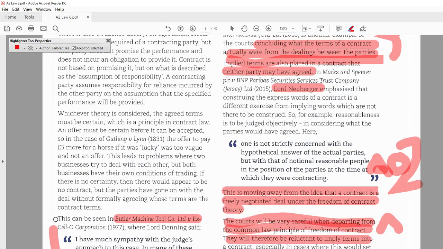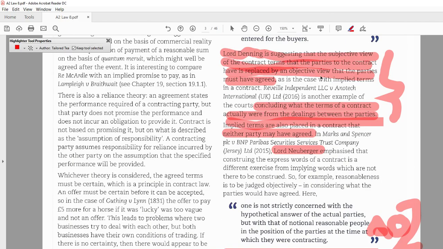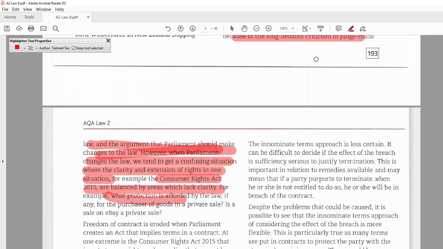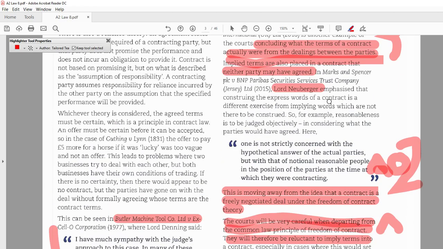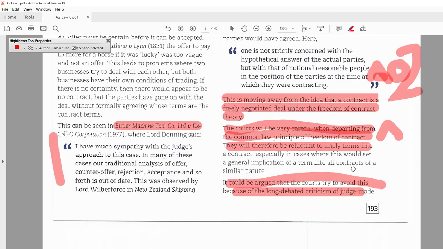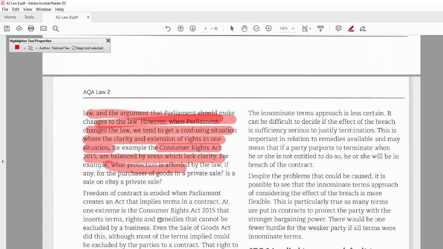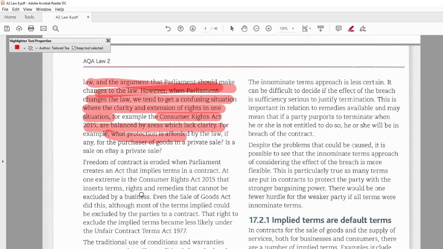So look, you don't need to freak out. You got 1 point Butler. You got 2 point here, Lord Denning, and Lord Denning's point. They give you loads. They give you another point of Lord Nuremberg, but they give you the analysis on a plate for you. It then goes on, if you look here, freedom of contract is eroded when Parliament. So there's another point, your third point in your essay for freedom of contract.